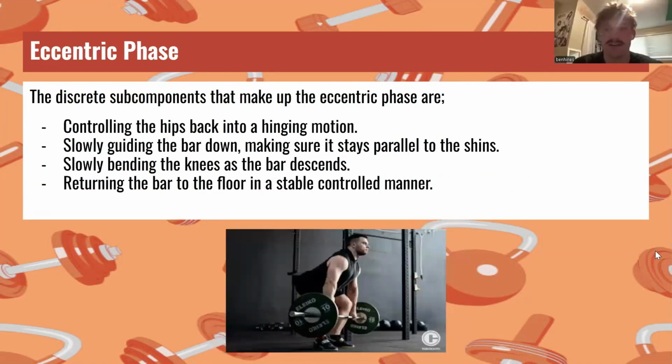Then the final phase, the eccentric phase, which is when you're controlling the bar down. The discrete subcomponents that make up this phase are controlling the hips back in a hinging motion, slowly guiding the bar down, making sure it's parallel with the shins, slowly bending the knees as the bar descends, and then finally returning the bar to the floor in a stable, controlled manner, avoiding any slamming or dropping of the weight.